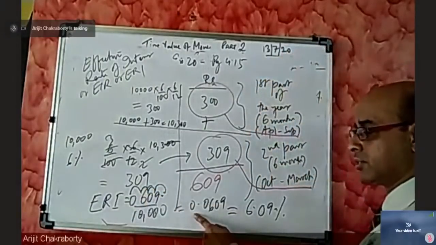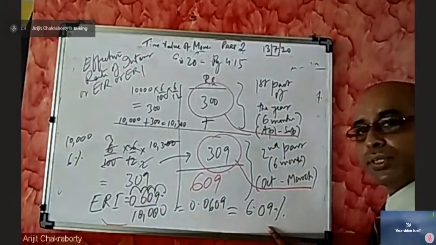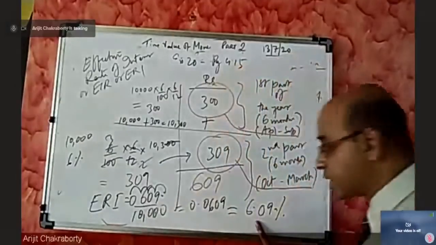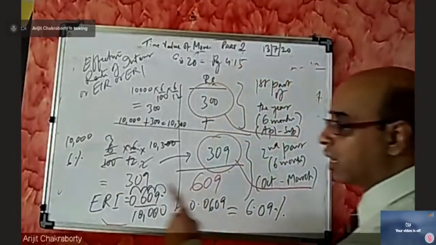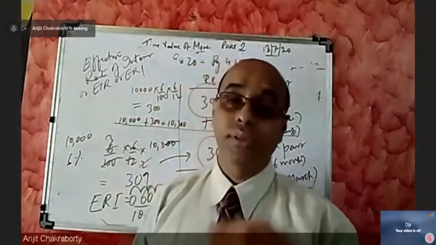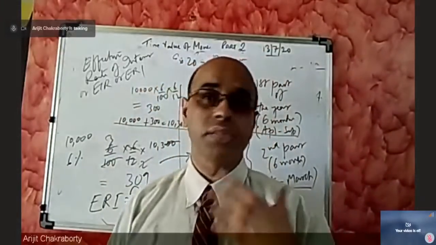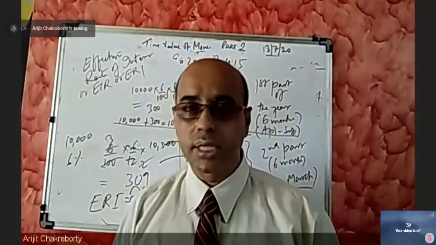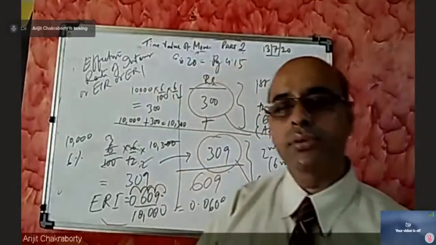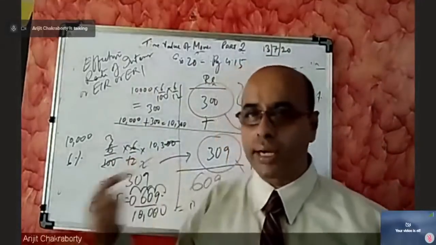So it's 0.0609, which is 6.09%. This is the effective interest rate which I have earned on 10,000 rupees with a half yearly or 6 monthly compounding system. I hope this is now clear to you and you have understood the concept of the effective rate of interest.